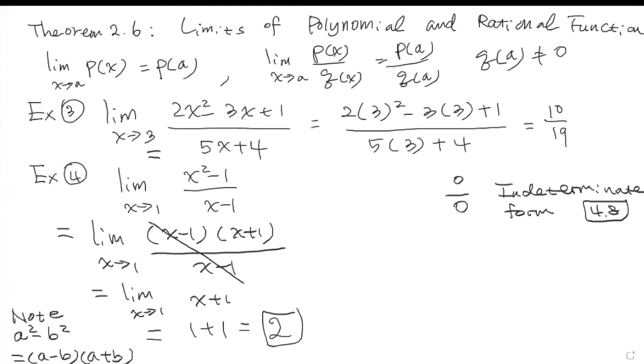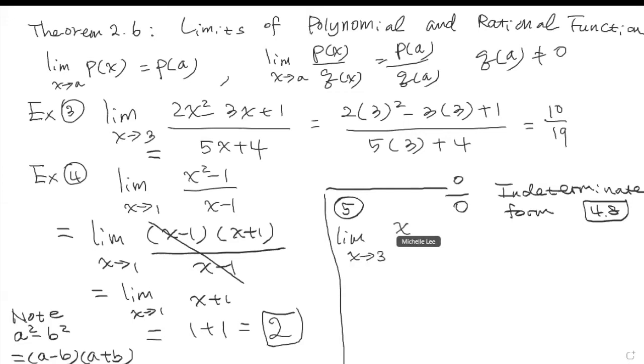How about this one? I need your help. X approaches 3, x squared minus 3x over 2x squared minus 5x minus 3.